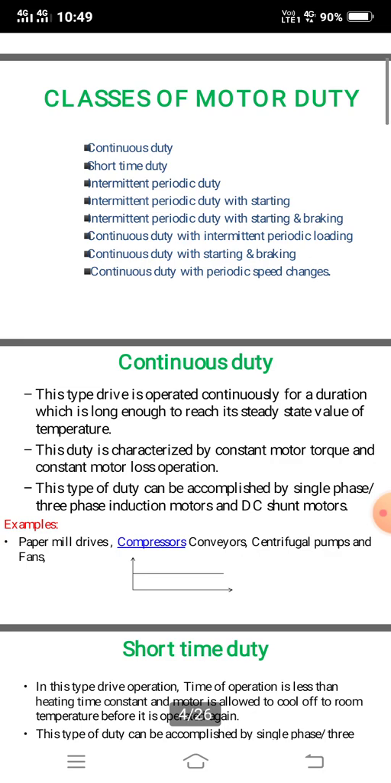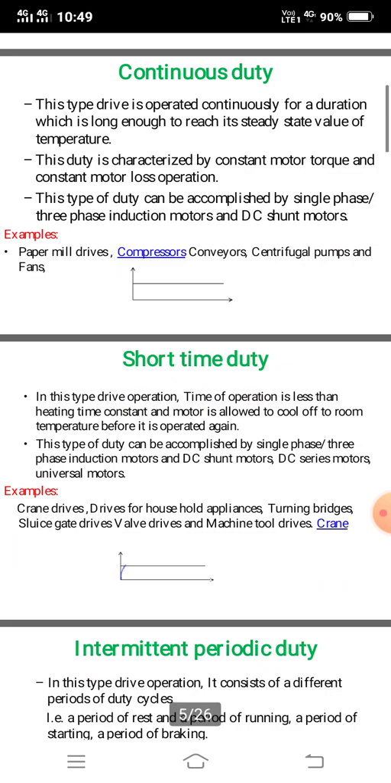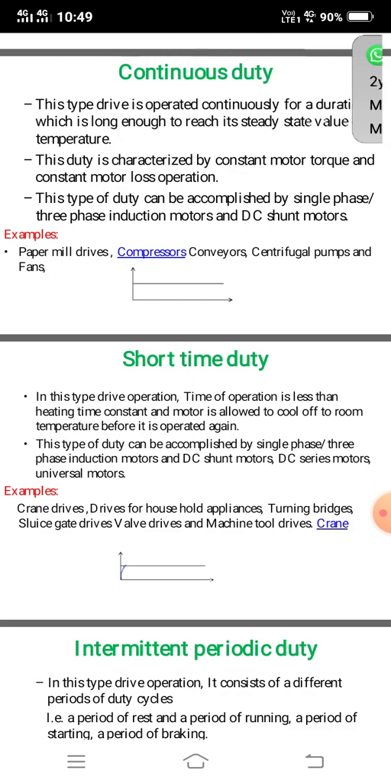Next is short time duty. Short time duty means, look at this graph. This duty cycle is on for a particular period. If we need that load to operate for half an hour or one hour, only that time will the load be on. Other than that time the load will be off. So particular time only the load will be on or the motor will be running. Example: crane.